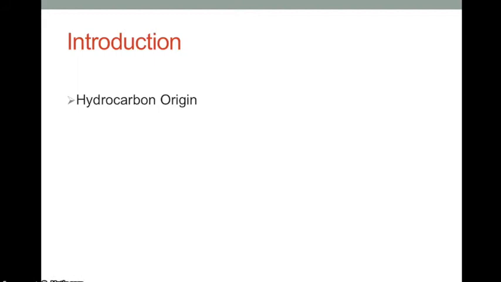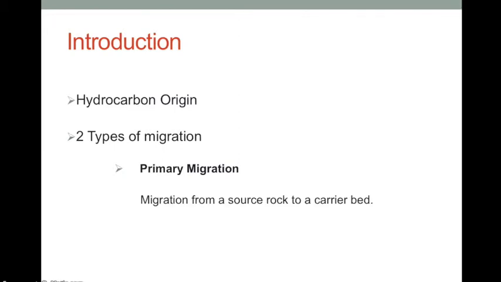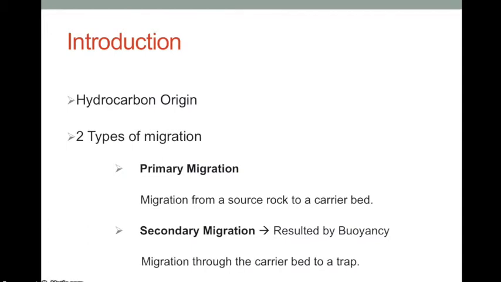It is trivial that hydrocarbon originates in a source rock that has very low permeability and migrates until it accumulates in a trap. However, there are two main types of fluid migration occurring in the subsurface. One is primary migration, which is known as migration from a source rock to a carrier bed. The other is called secondary migration, which occurs when oil migrates and travels through a carrier bed into a trap.